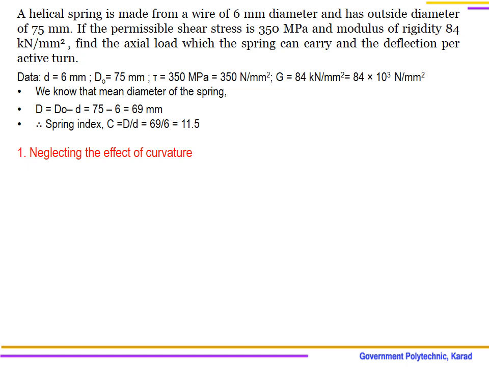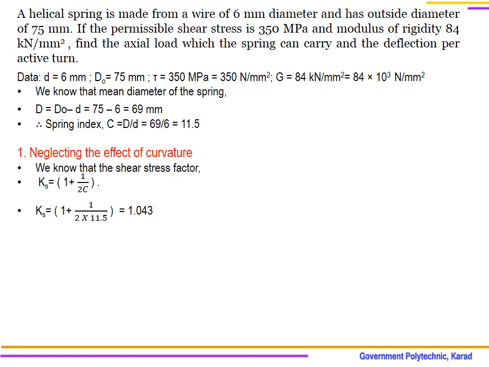Initially, we will be neglecting the effect of curvature. We consider that it is a large spring and the curvature effect is very small, so it can be neglected. In this case, we consider the shear stress factor Ks, which is given by 1 plus 1 upon 2c. So Ks is 1 plus 1 upon 2 times 11.5, since C is 11.5. So Ks comes out to be 1.043.